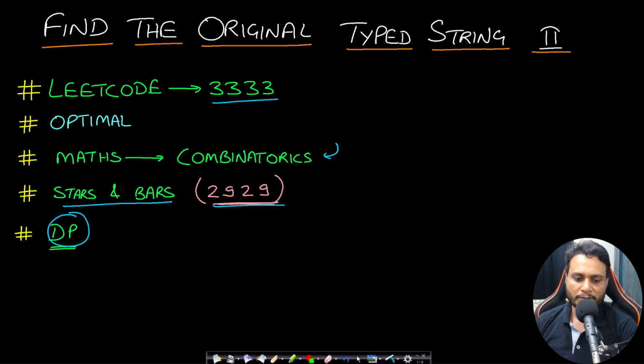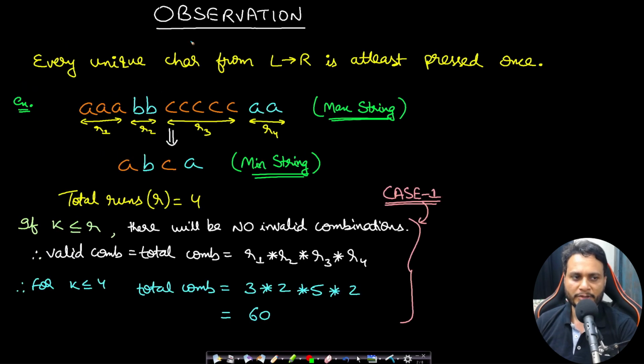Now let's look at some observations. From this problem statement, we know that every unique character from left to right, when you move from left to right, is at least pressed once. So in this entire input string, let's say this is my given word, all the sequence of the same characters may have been pressed by mistake, but at least one time it will be pressed, right? So if there are 3 A's in a sequence, then a single A must have been pressed minimum. Okay, it can be 2 count, 3 count as well, but minimum 1 count.